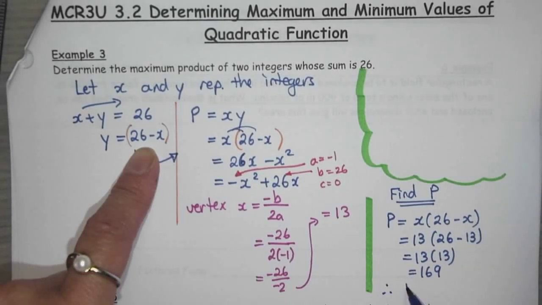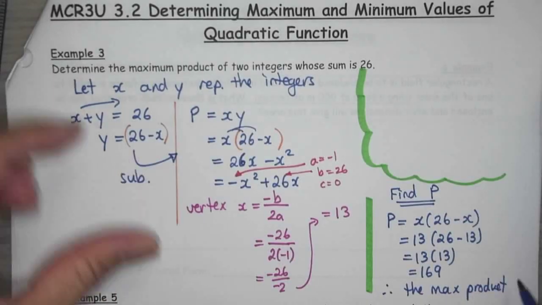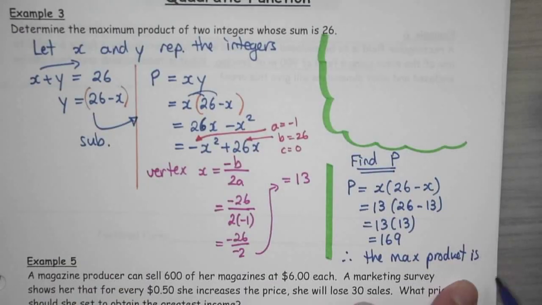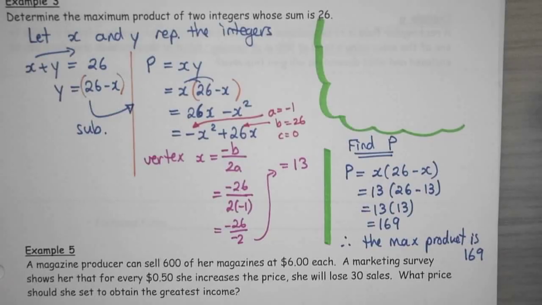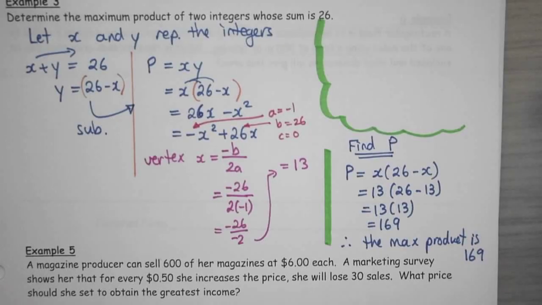And then you go, therefore, the max product is 169. I know you feel like putting equals. Don't put equals. Just write a sentence. Is, instead of equals. Everyone's always like, I don't want to write a sentence. I don't like writing sentences either. So just the shortest sentence possible that still makes sense.